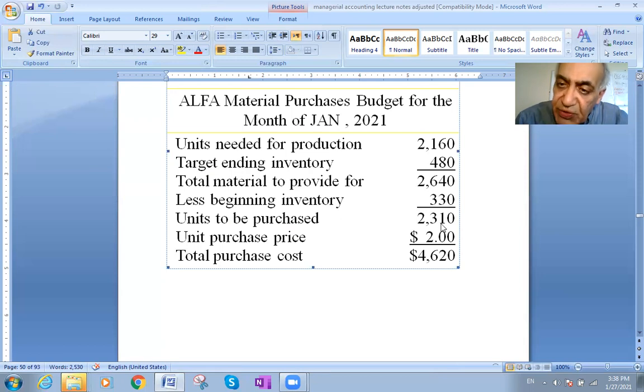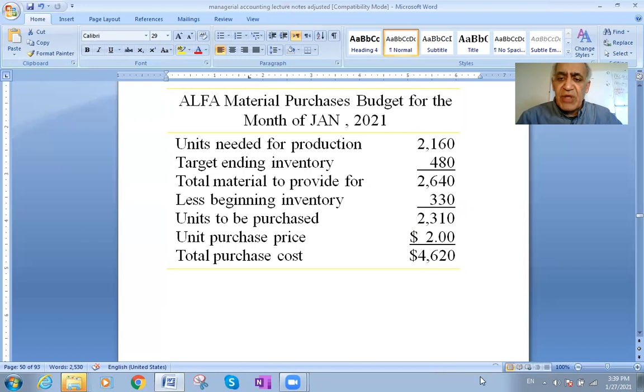I need to buy 2,310 units. Each unit costs $2. So all the cost will be 2,310 multiplied by $2, which gives me $4,620, all I need. So I need to buy 2,310 units, each unit will cost me $2, and all of them will cost me $4,620. That was all about the cash budgeting.